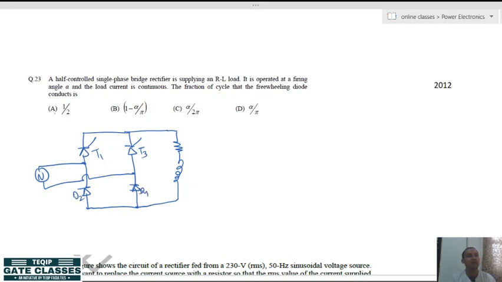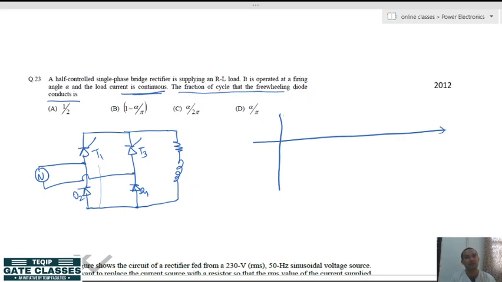It is operated at a firing angle alpha and the load current is continuous, they have mentioned already. The question asks for the fraction of cycle that the freewheeling diode conducts. Although the freewheeling diode is not there, the purpose of saying freewheeling diode is to ask for what period the freewheeling effect is there. So you remember the freewheeling effect remains from pi to pi plus alpha.